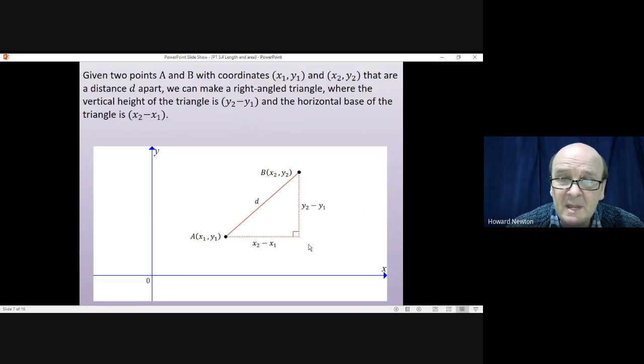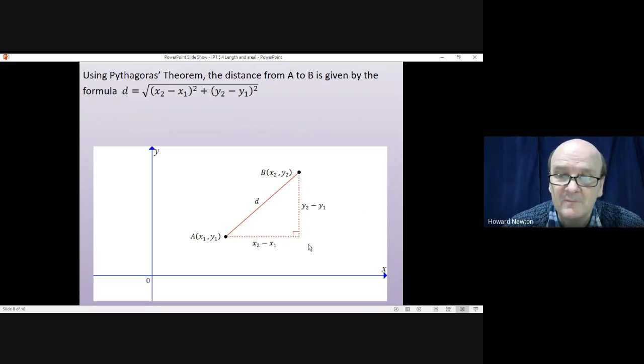Then, using Pythagoras, we can find what d must be, which is the square root of the difference in the x values squared plus the difference in the y values squared.